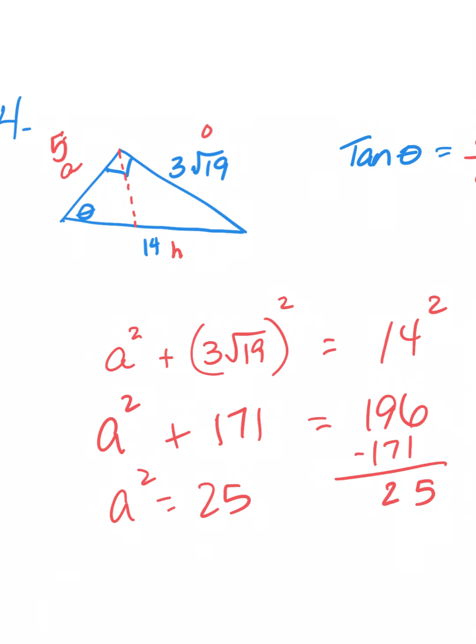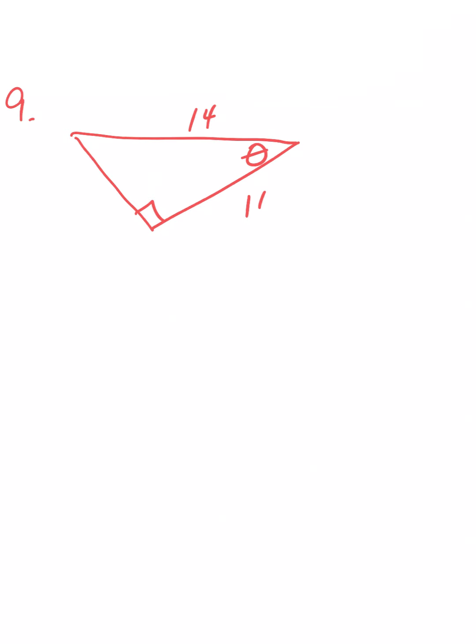So the opposite is 3 root 19, and the adjacent is 5. Since it's a triangle, we're not on the unit circle or in quadrants, they're always going to be positive. That's another easy thing about this lesson. Okay? Where theta is here, 14 is the H, 11 is the adjacent, and this guy is the opposite.